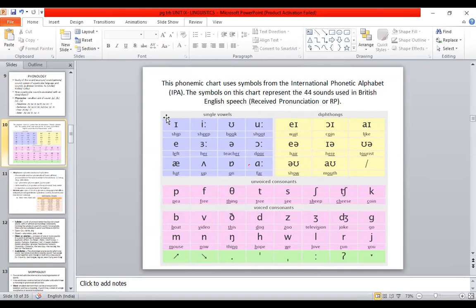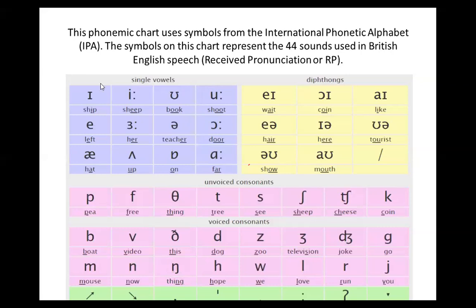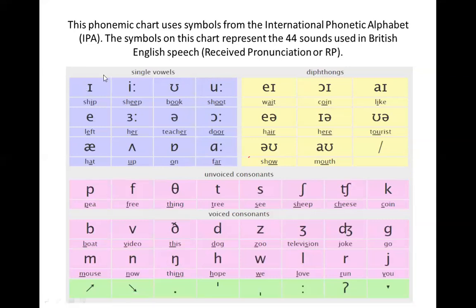Okay, so you'll have to follow me with my cursor. Fine. So you will have to remember this also, it represents 44 sounds. So this might come as an objective question there also. The symbols on this chart represent 44 sounds which are used in British English. And what we speak is the received pronunciation, which is otherwise called RP.